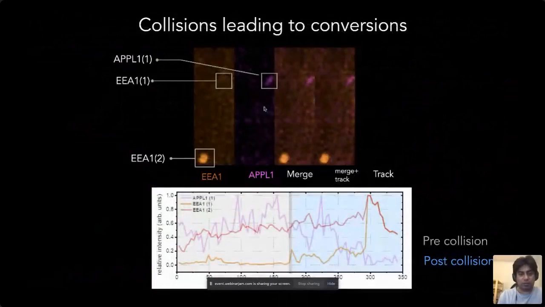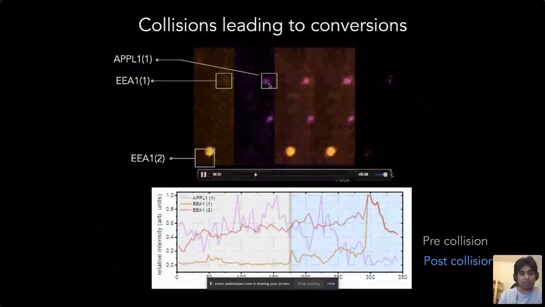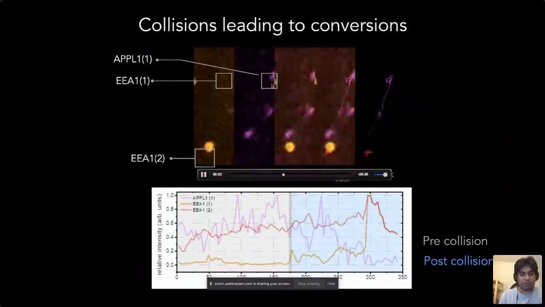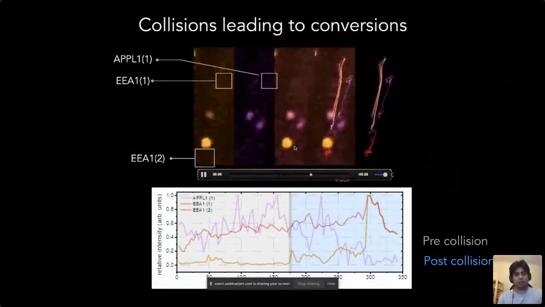So here's a zoomed out view of an APPL1 endosome that will go and collide with this EEA1 endosome. And these are the trajectories of these endosomes, tracked using manual annotations. And these are the intensity traces of the APPL1 endosome that will undergo conversion versus the EEA1 endosome that is the parent endosome. So as you see, these endosomes start as an APPL1 endosome, come and collide with this EEA1 endosome.